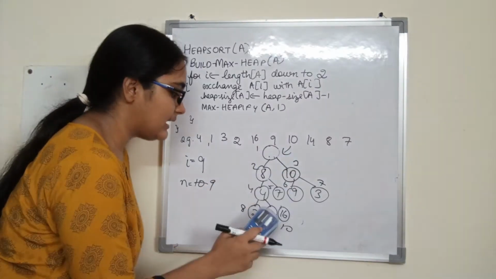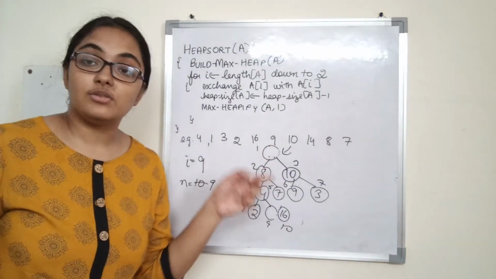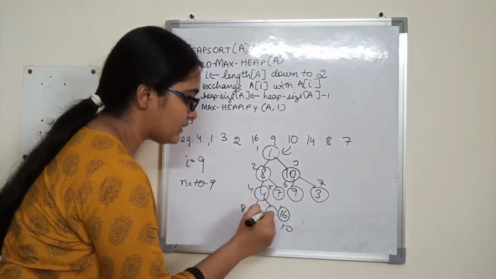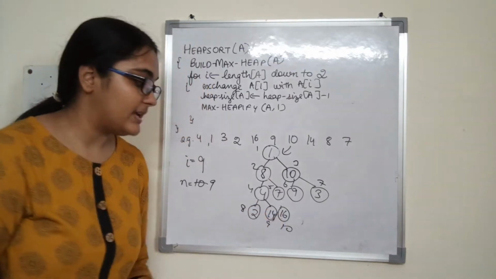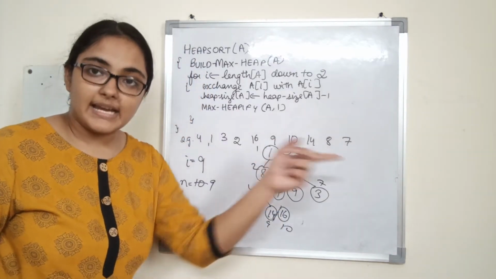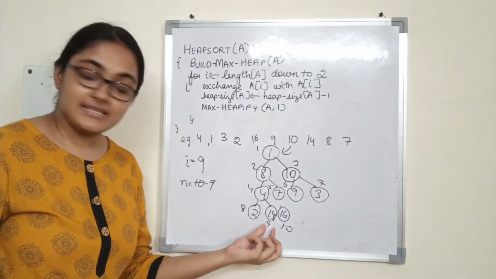What we did in this round? In this round we found out the second largest element, alright. What was the second largest element? 14. And we placed it at the correct position, that is second last position from the end, alright. We placed it at the correct position.